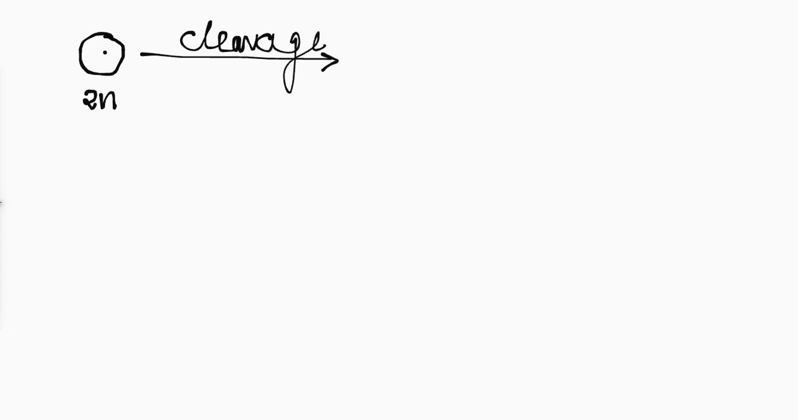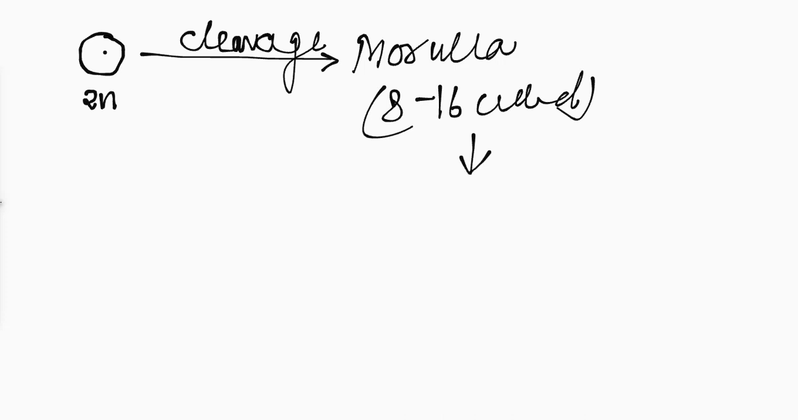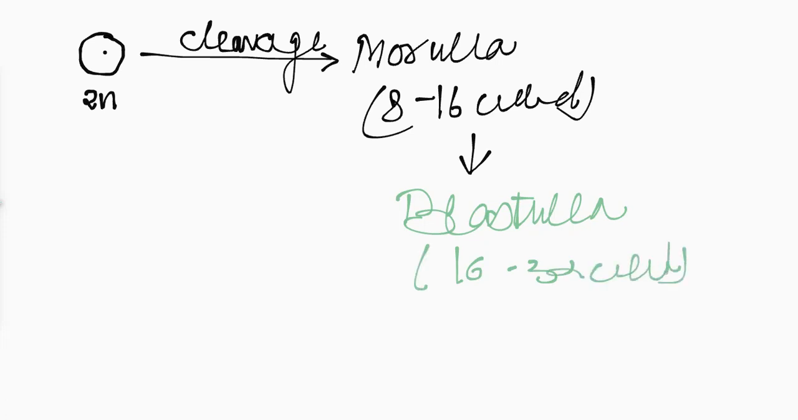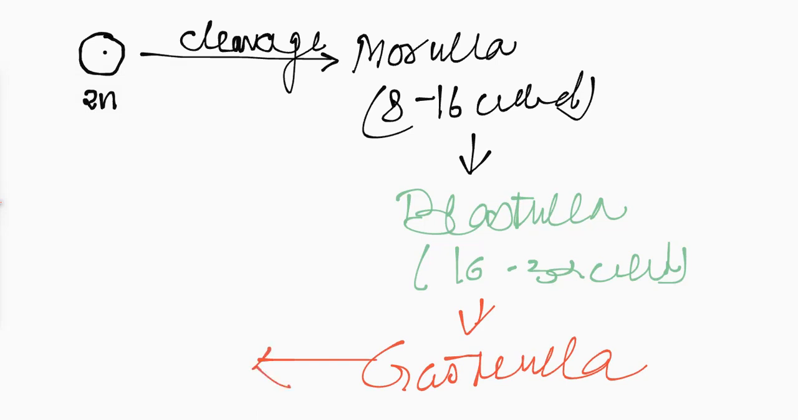This is called cleavage. After cleavage, a stage comes which we call morula. It is the 8 to 16 cell stage. Then after the morula the new stage is blastula. Blastula is the 16 to 32 cell stage. Then after the blastula the new stage is gastrula. Then after gastrula, organ formation occurs in the embryo, and this process is known as organogenesis. After organogenesis, the full complete embryo is developed.